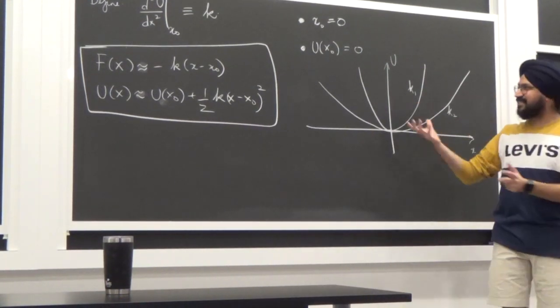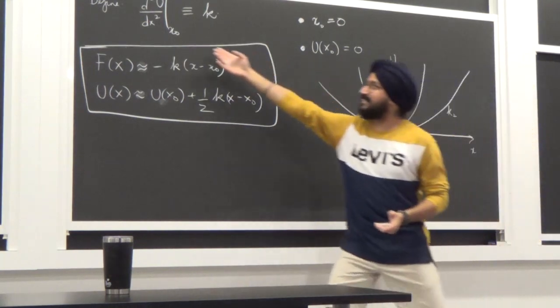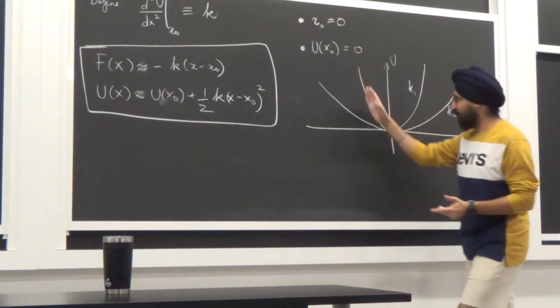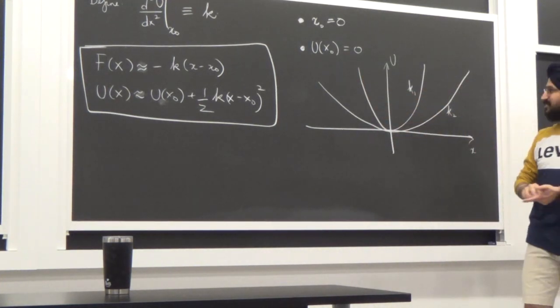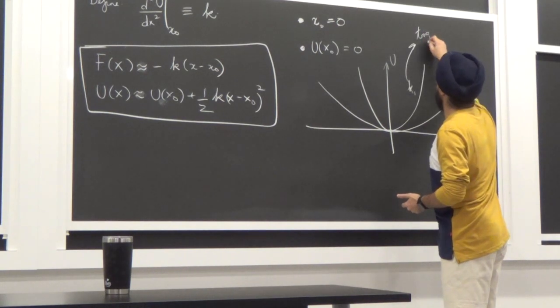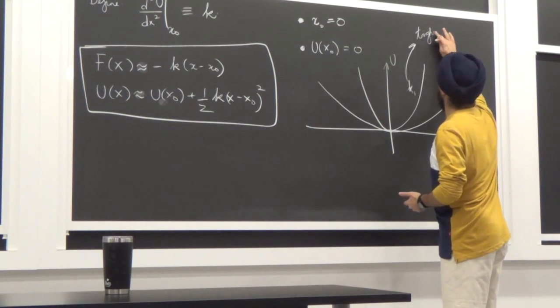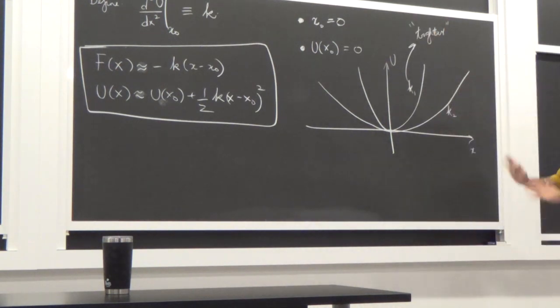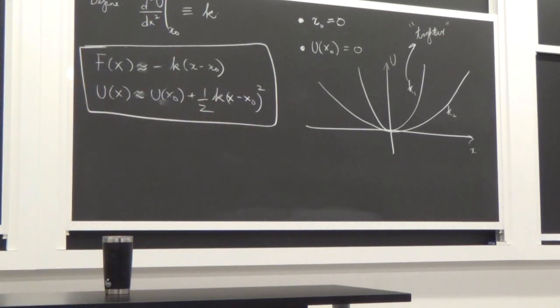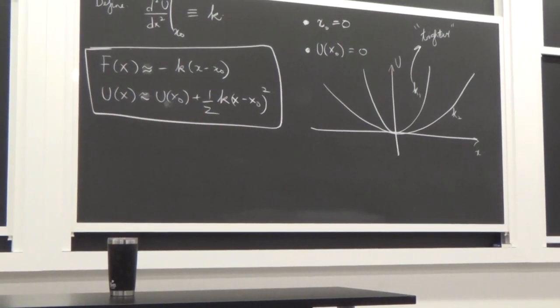K1, right? Because K1 has a, what is K? K is the curvature of the U of X curve. K1 is more curved than K2, and the spring 1 is tighter. I don't know what the right mechanical word for that is, but please bear with me, I'm a theoretical physicist. So that's it, okay? Just by the properties of the potential curve, you can get a bunch of things going on for you. Okay.